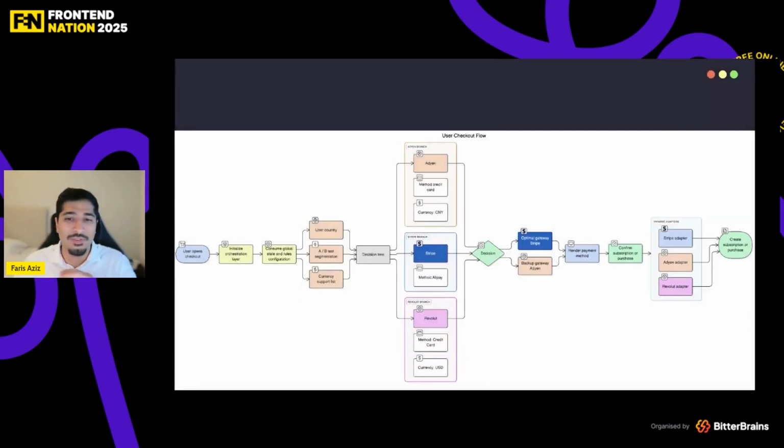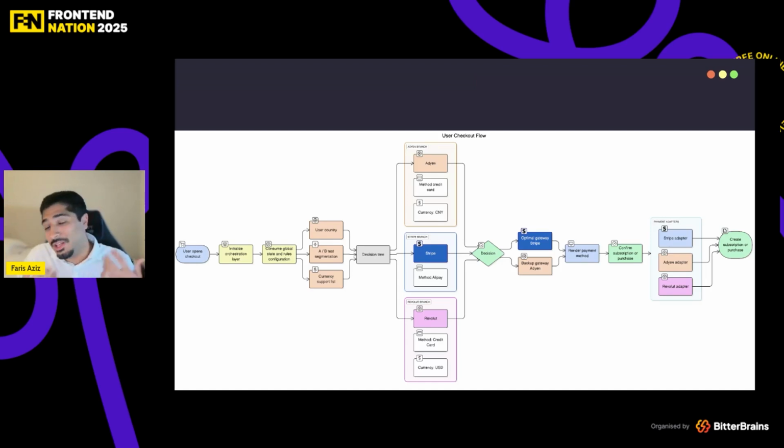And I'm going to give a little bit of an example of how this looks if you were to bake this into your front-end application. And this is a back-end concept predominantly from a payment orchestration perspective, and we're kind of introducing it here from a front-end perspective. So you start where your user opens the checkout. When your user opens the checkout, we initialize this orchestration layer, this sort of function or hook, or whatever you want to call it, which consumes your global state and your rules configuration.